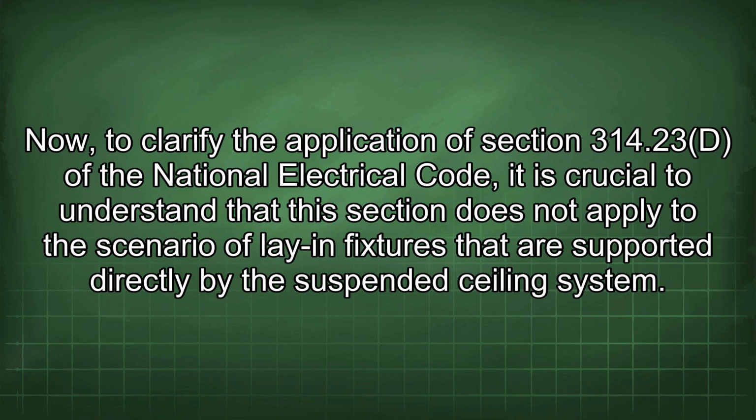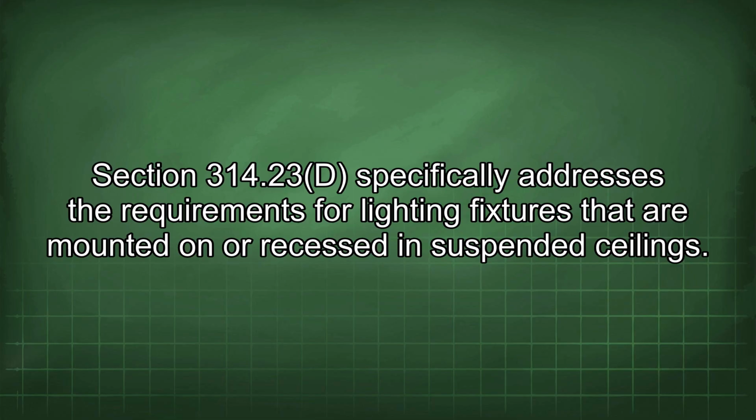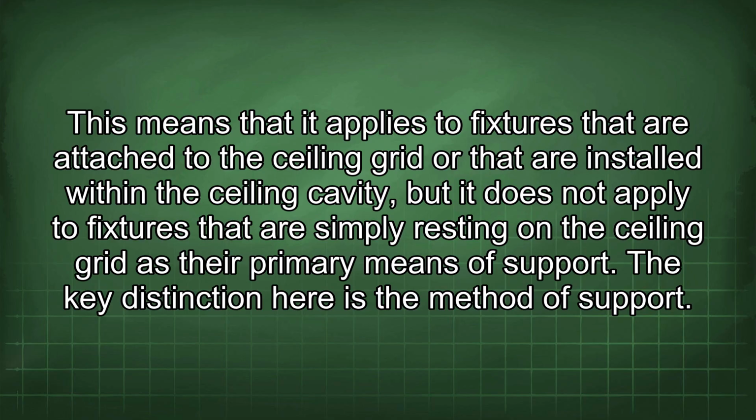Now, to clarify the application of Section 314.23d of the National Electrical Code, it is crucial to understand that this section does not apply to the scenario of lay-in fixtures that are supported directly by the suspended ceiling system. Section 314.23d specifically addresses the requirements for lighting fixtures that are mounted on or recessed in suspended ceilings. This means that it applies to fixtures that are attached to the ceiling grid or that are installed within the ceiling cavity, but it does not apply to fixtures that are simply resting on the ceiling grid as their primary means of support. The key distinction here is the method of support.